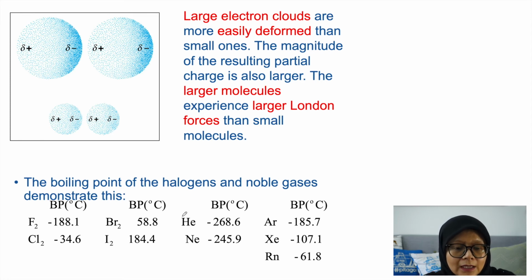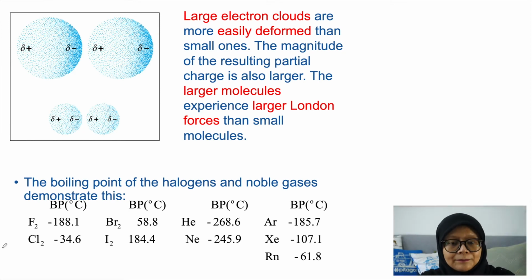In this example, we have the boiling points of the halogens and also the noble gases. The halogens, especially bromine and iodine, have larger boiling points compared to the others, because all the others besides bromine and iodine have negative boiling points in degrees Celsius. This happens because bromine and iodine have a larger size compared with the others.